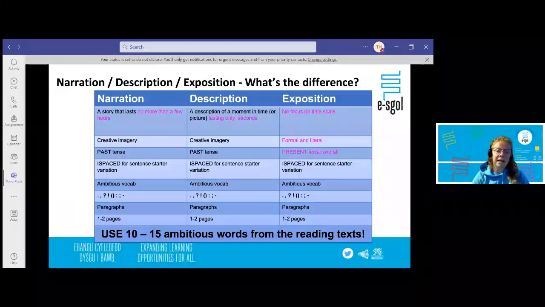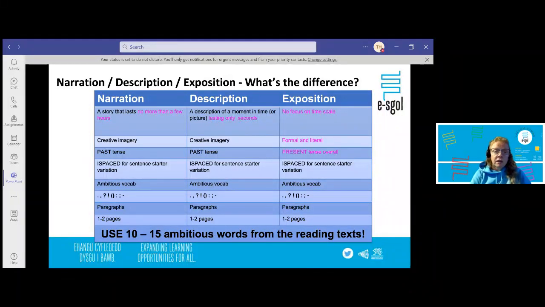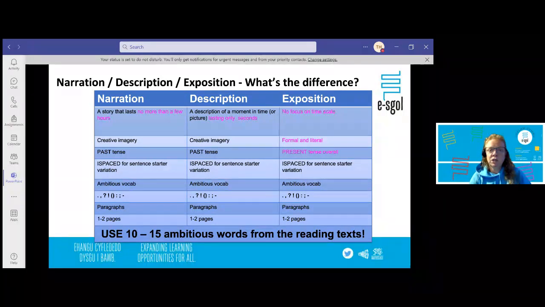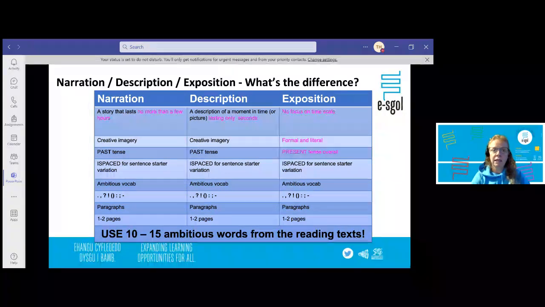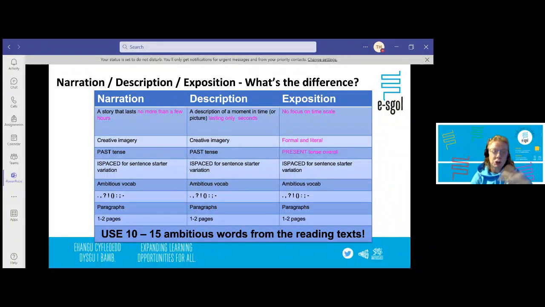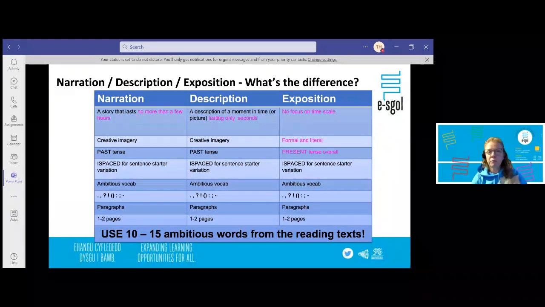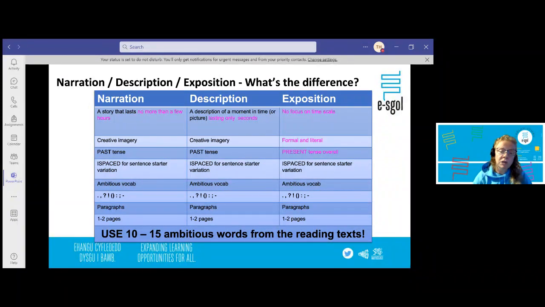Okay, so this is a really handy one. This is a brief sort of overview table. It shows you the difference between the narration, the description, and the exposition, so that you've got this sense of what it is you're trying to write in the exam. And remember that you're going to get 2 of these in the exam. You choose which one you do.